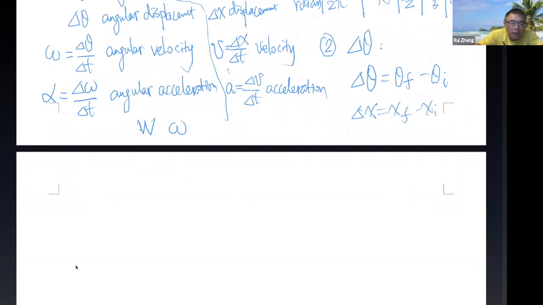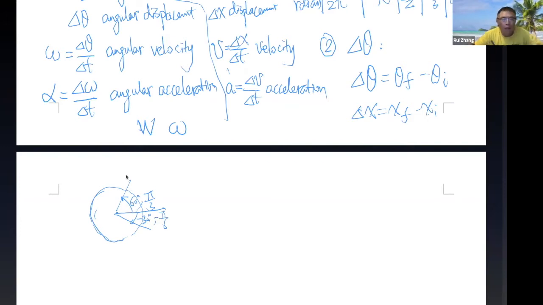So the convention for angles is: if you start from the positive horizontal direction and go counterclockwise, the angles are positive. For example, you can call this one 60 degrees or pi over 3. If you go clockwise, the angle is negative, like this one here, maybe negative 30 degrees or negative pi over 6. So this is the convention here.